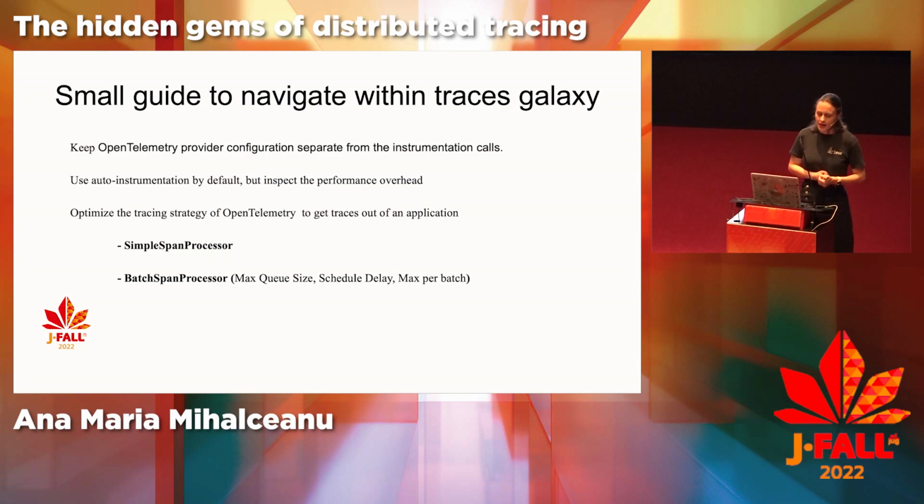Then you should optimize the tracing strategy with OpenTelemetry in different ways, and there are two ways of using the processor. Either the simple span processor, which pretty much its name is saying, it's simple processing of the spans, just getting them, not doing much with them, just passing data. And batch span processor, where you can process your spans in chunks. And in today's examples, I use the batch span processor.